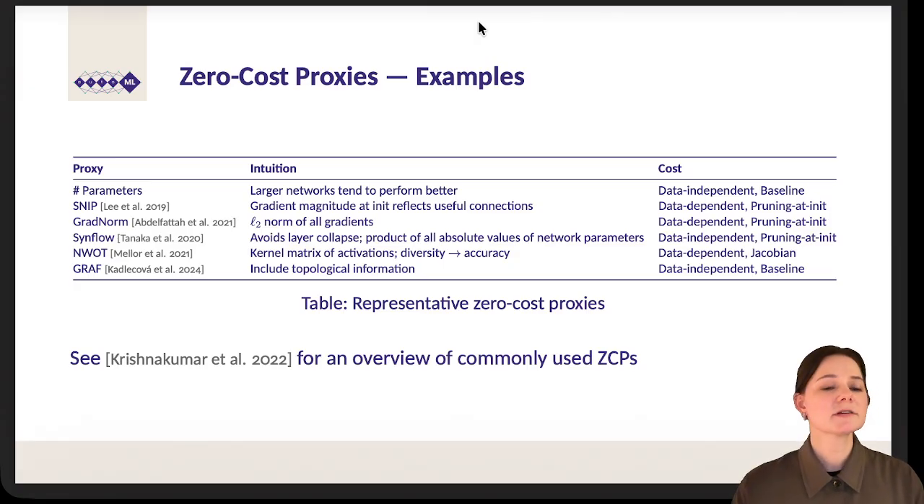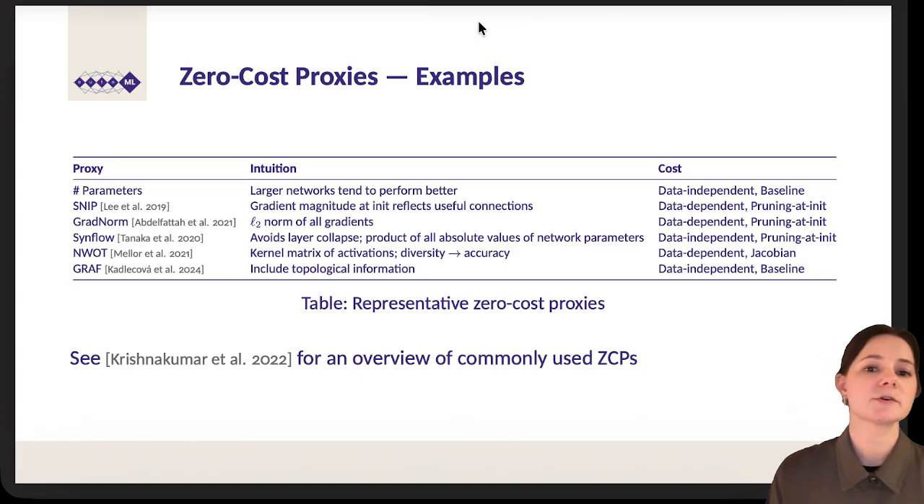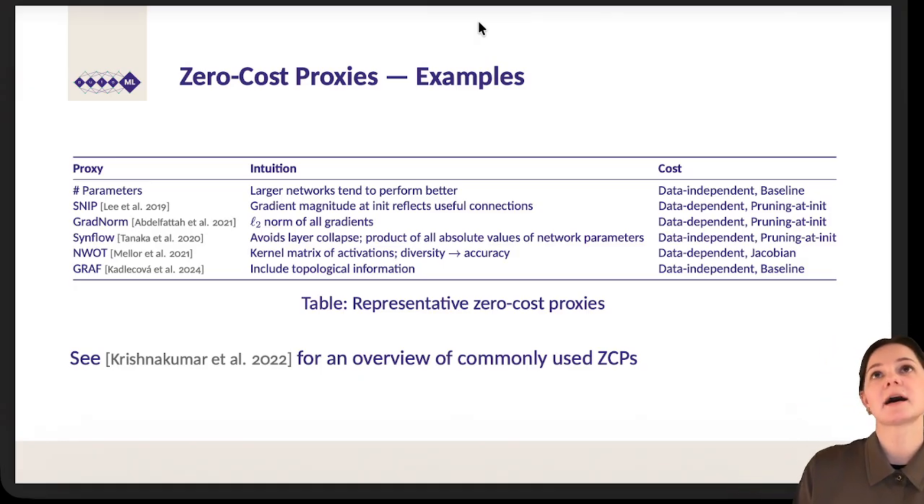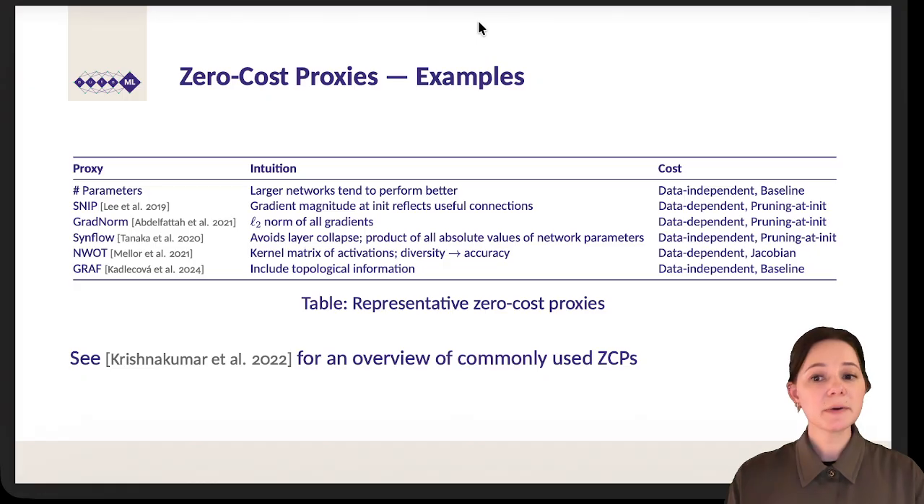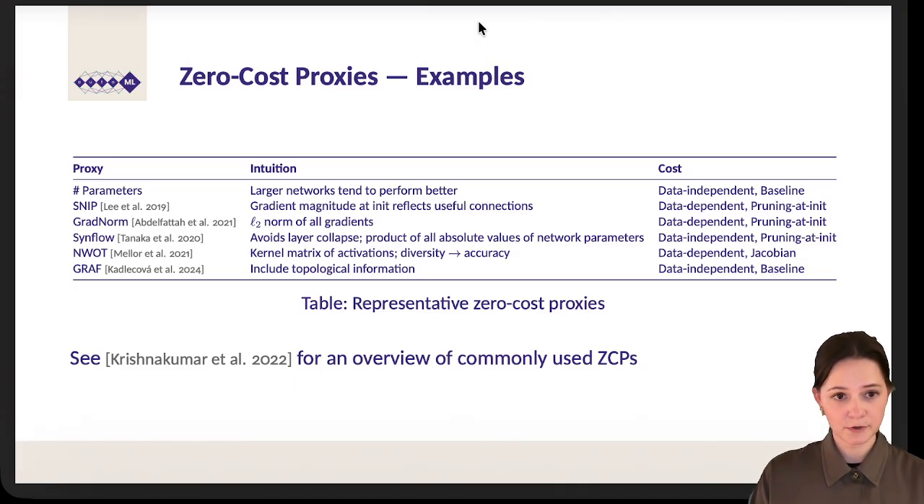The next proxy is the so-called NASWOT or NWOT proxy, which looks at the kernel matrix of activation. So it actually looks at what happens with the feature maps after the activations, saying the higher the diversity, the better the accuracy. This score is also data dependent and based on the Jacobian information of the neural network.